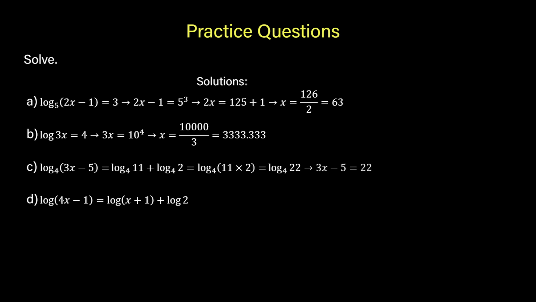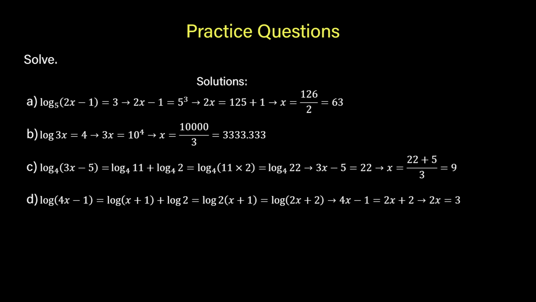C. The right side of the equation can be written as log of 22 to the base of 4. So, 3x minus 5 equals 22 and x equals 22 plus 5, divided by 3, which equals 9. D. The right side can be written as log of 2 times x plus 1, or log of 2x plus 2. 4x minus 1 equals 2x plus 2, or 2x equals 3. x equals 1.5.